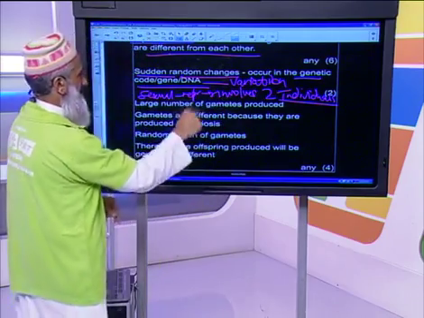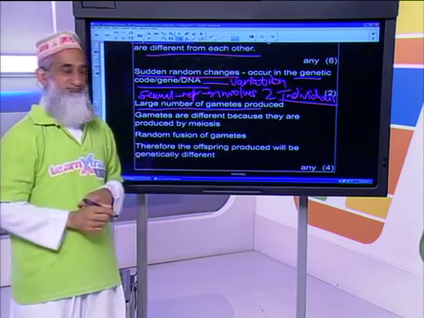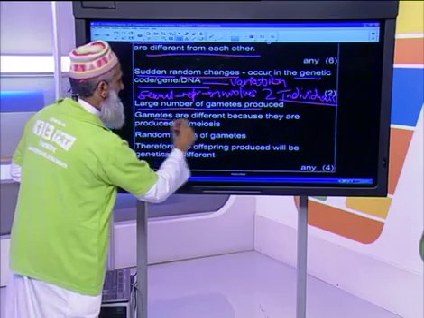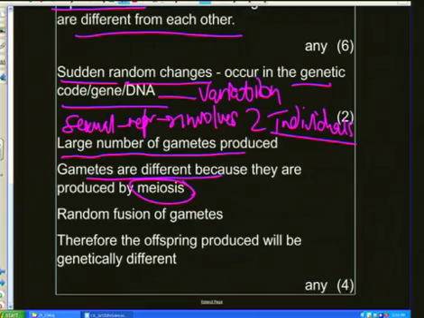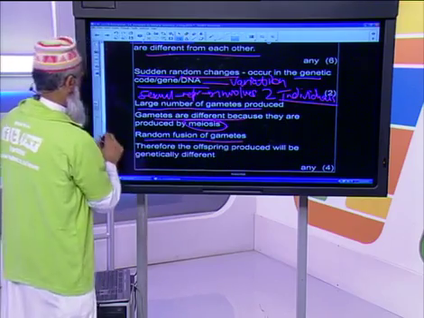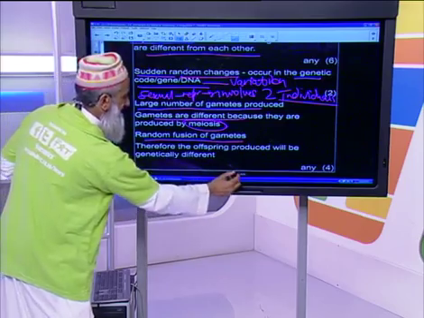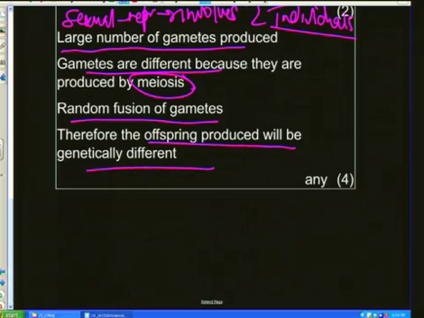That's one. But we also produce a large number of gametes, and these gametes are different because they are produced by meiosis. And there's no guarantee which particular gamete will fuse with which particular gamete. This brings about a random fusion of gametes. I gave it to you in easier English there. Therefore, the offspring produced will be genetically different. Those are the things we needed to talk about in that question.